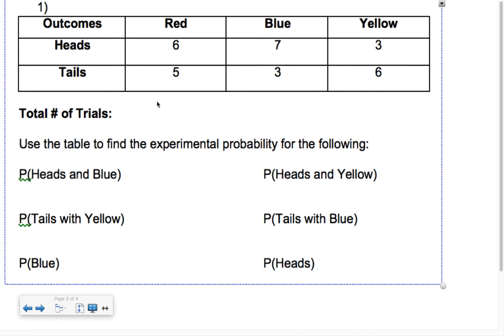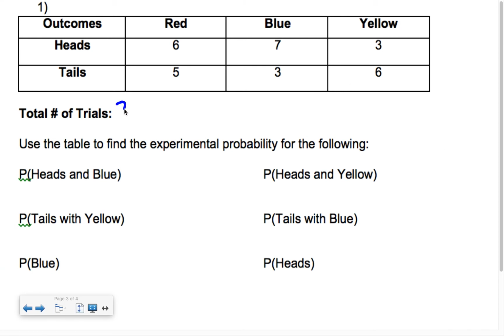Okay, so when we add this all together, the total number of trials, we have 6 plus 5, that's 11, plus 7, that's 18, plus 3, that's 21, plus 3 is going to be 24, plus 6 is going to be 30. So the total number of trials that they did was 30. So we know our denominator is going to be 30 because we're comparing to the total number of trials since it's experimental probability. If we look at the probability of heads and blue, we go over to heads, go over to blue. Right where they meet, we have a 7. So the experimental probability of landing on heads and blue is 7 out of 30 because it happened 7 times out of the 30 trials.